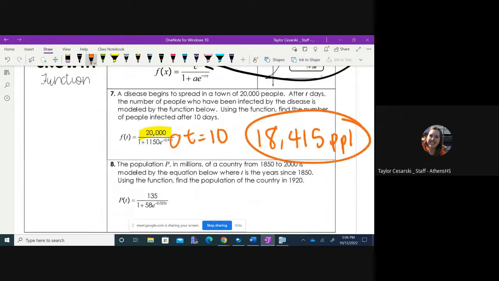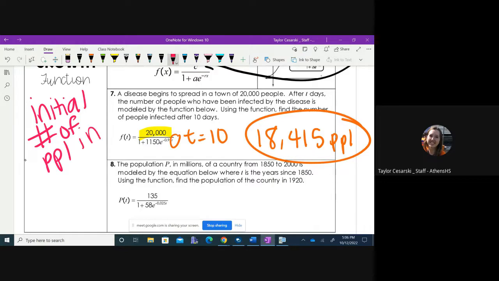Now, just to think about this, kind of again thinking critically about what's going on, if I wanted to find the initial number of people infected, and this could be anything in context, initial value, anything like that, that's just going to be when t equals 0. So you would employ the same strategy there, just plugging in 0 for your time.